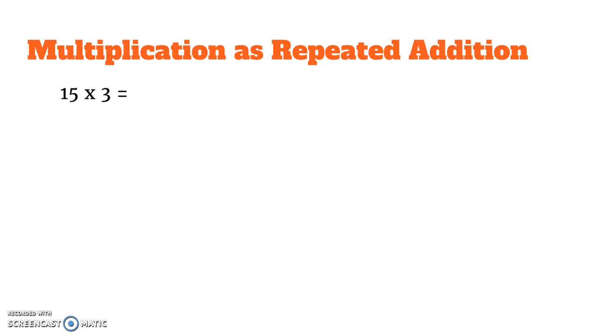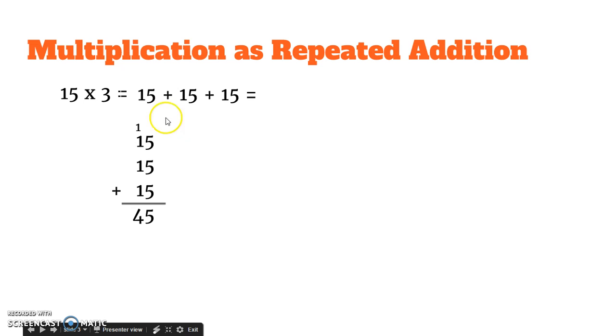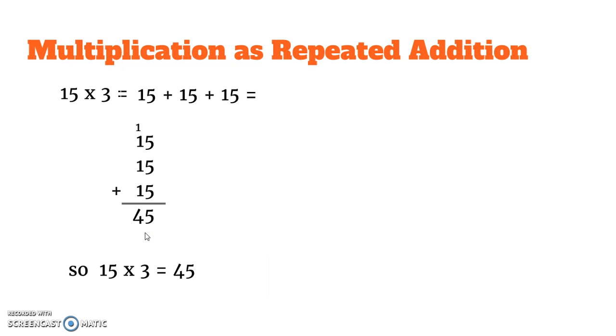When we first learned how to multiply, way back when, we learned that multiplication was repeated addition. Again, the first number would be the multiplicand. The second number is the multiplier. The multiplicand is what's being multiplied or added together for the repeated addition, and the multiplier is how many times. So 15 times 3 would mean 15 plus 15 plus 15. When we work this out, 5 plus 5 plus 5 is 15, carry the 1, and we get 45. So we know that 15 times 3 is equal to 45.